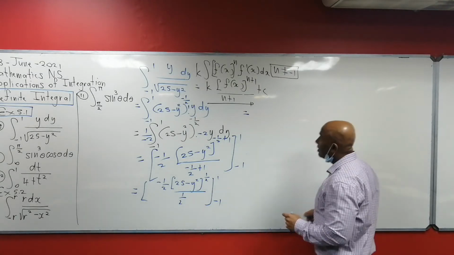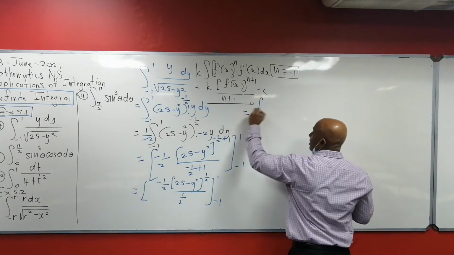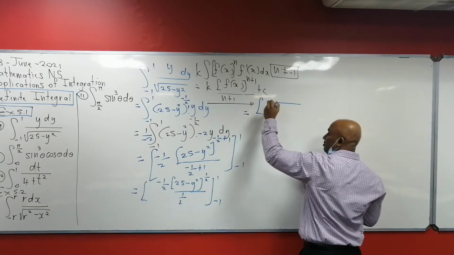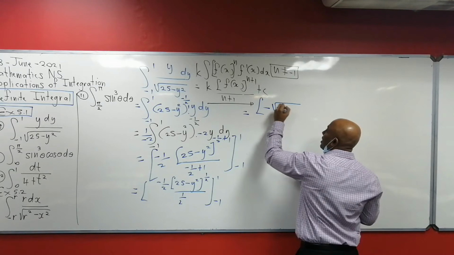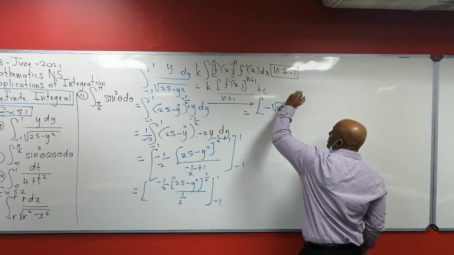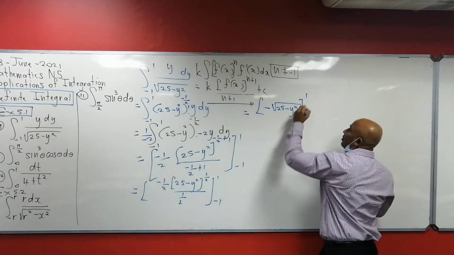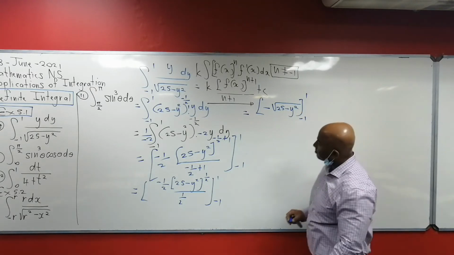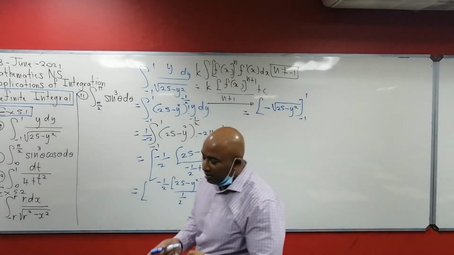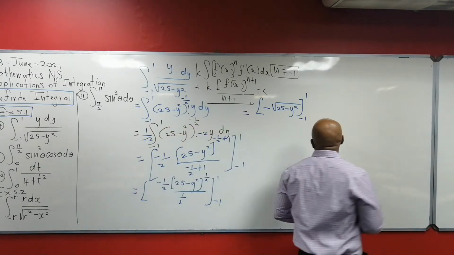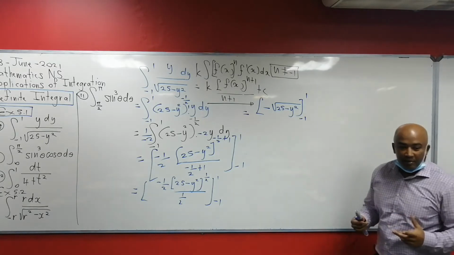You can see that. So now, what remains is just negative, and then we have the square root of 25 minus y squared. That's all. And then you got your 1 minus 1. Alright, so now, how do you know if this answer is correct? You can always differentiate it. I'm just refreshing your memory.